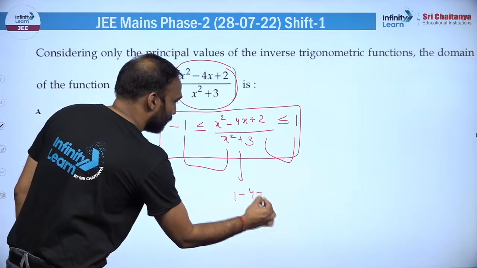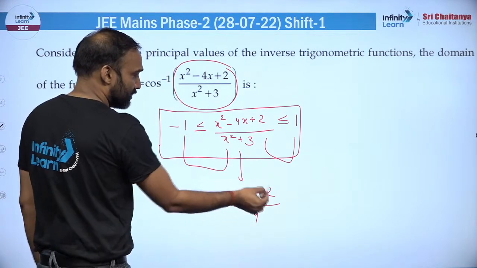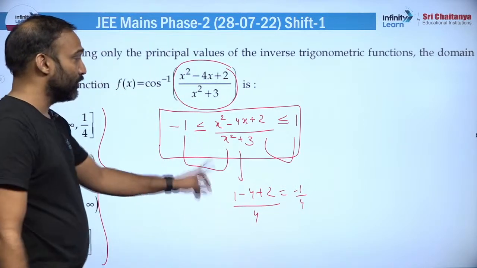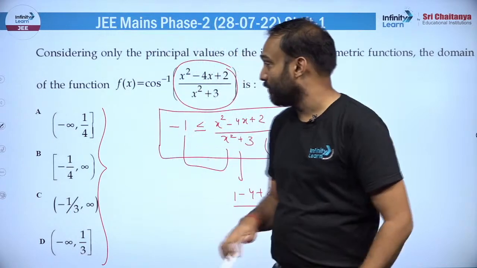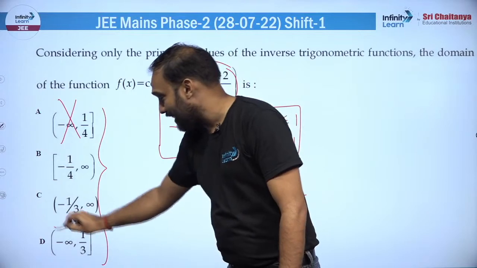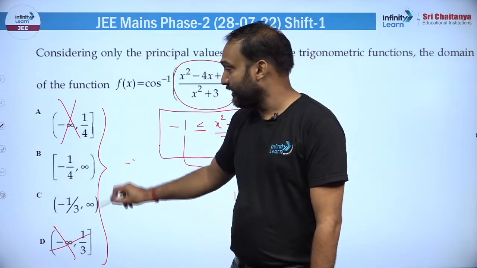1 minus 4, plus 2 upon 1 plus 3, there is 4. This is 3. 3 minus 1 is -1/4, right? So -1/4 lies between this interval. So for this, x is equal to 1 is a part of the domain. So if x is equal to 1 is a part of the domain, I know A cannot be the answer and D cannot be the answer, because I need 1. Now I am left with these two, right?